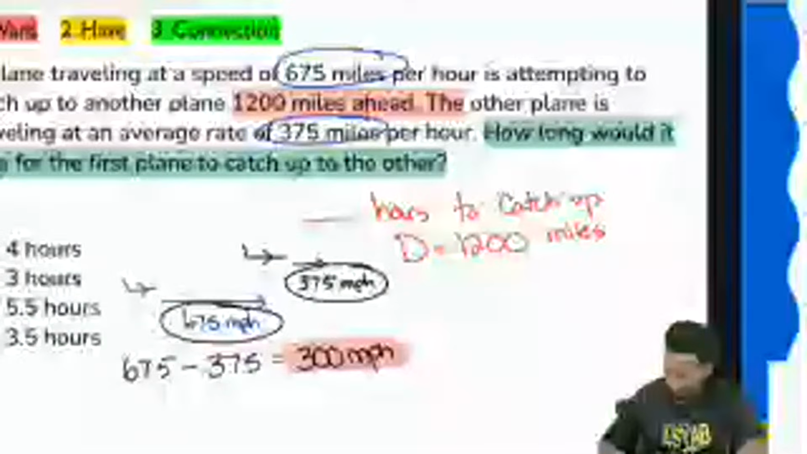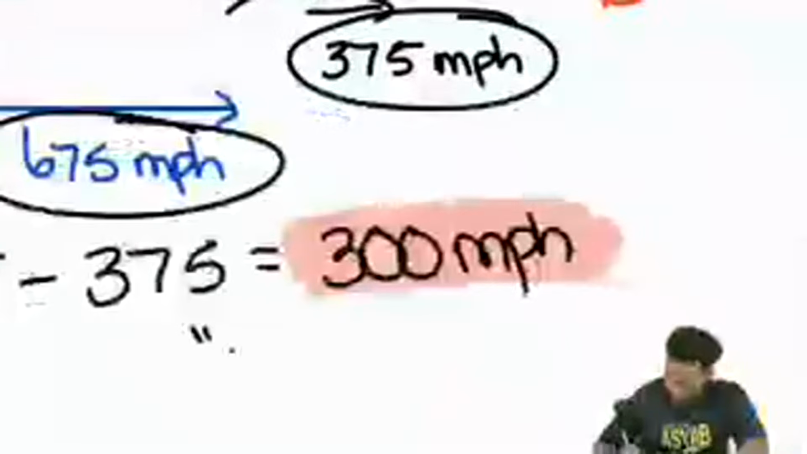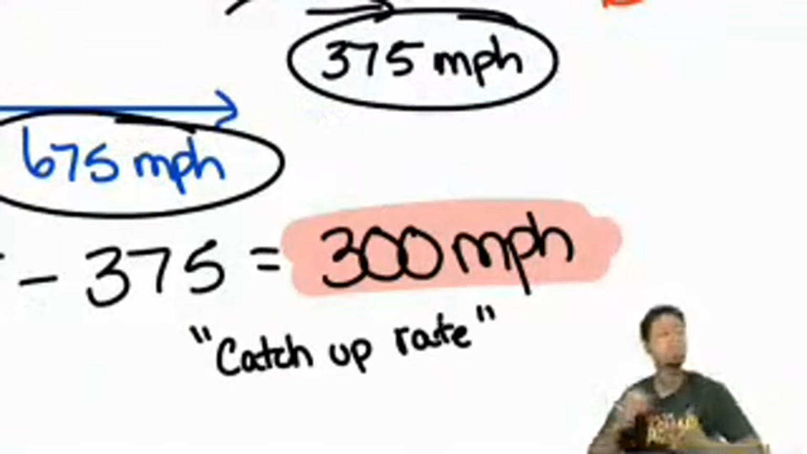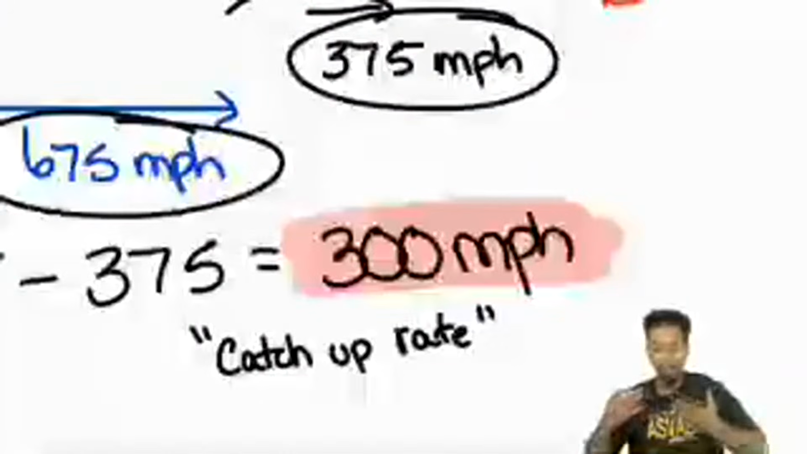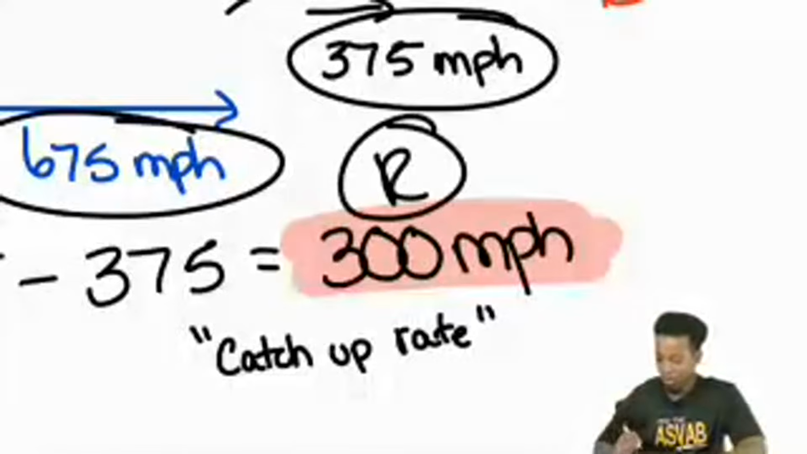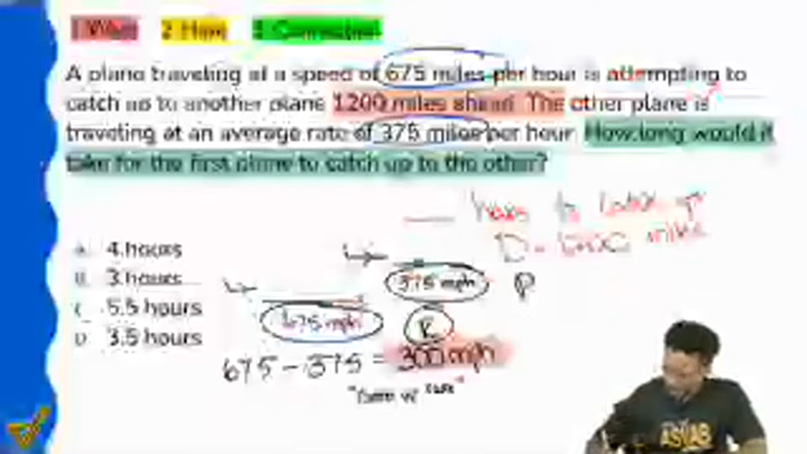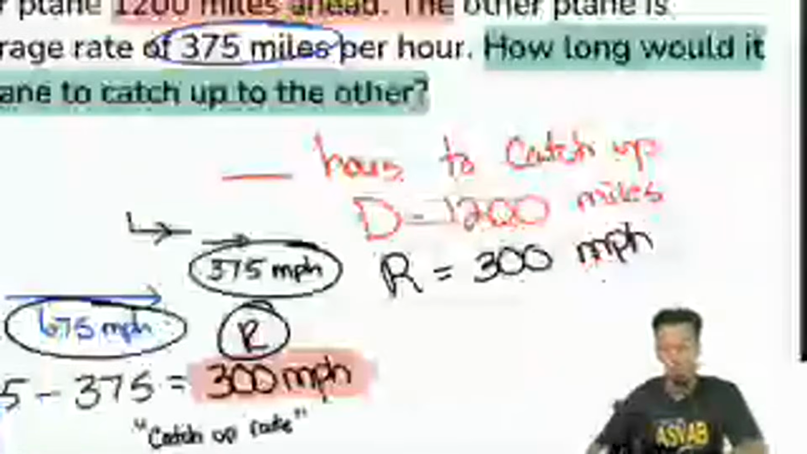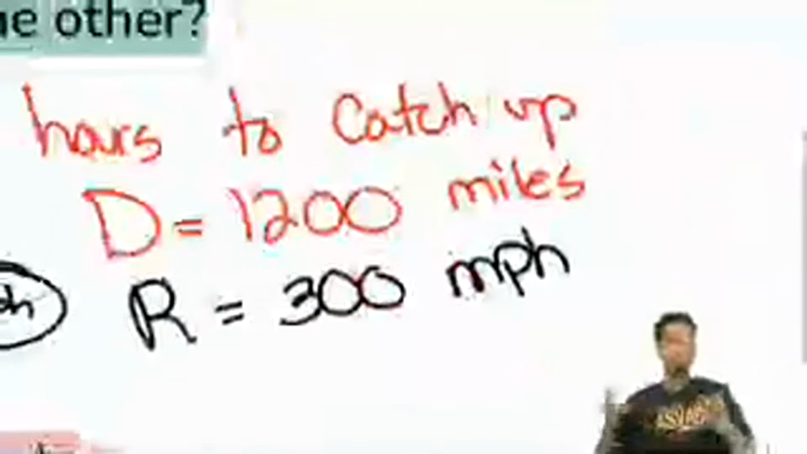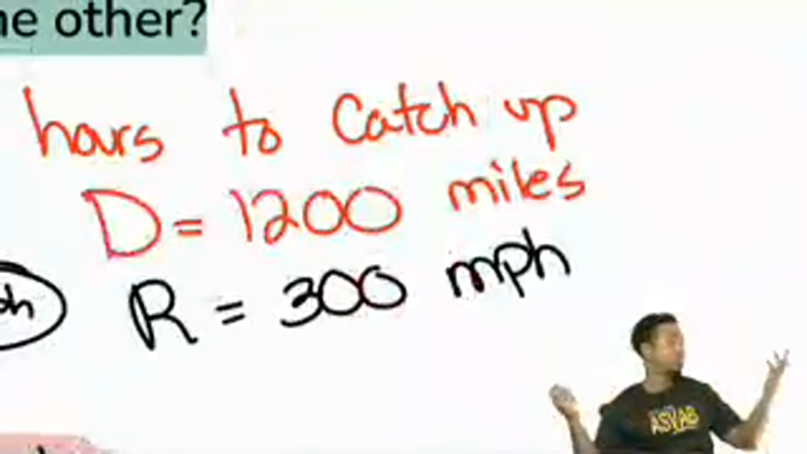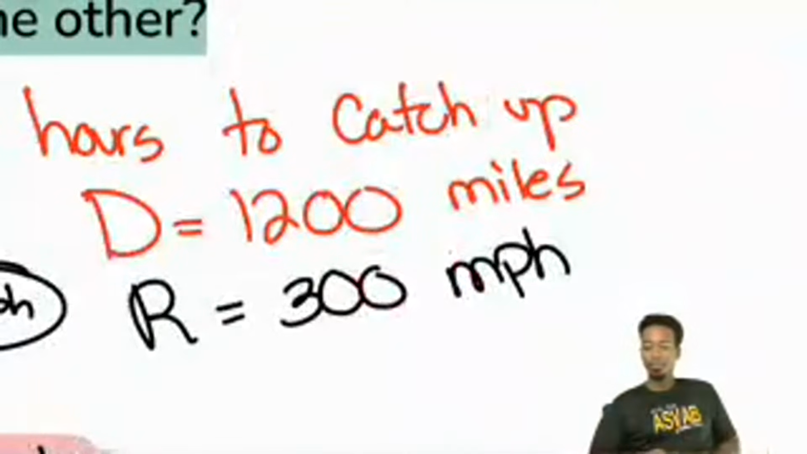Let me write that down for you right here. Catch-up speed, or catch-up rate, just to be a little more formal, but you get what I'm saying. That's the pace at which we're catching up. Boom, that's the true rate. And if we plug that in, you don't even need to do the formula. Everybody, if we're going 300 miles an hour catching up, and we have to catch up a distance of 1,200 miles, what's the time? Yeah, it's going to be 4.